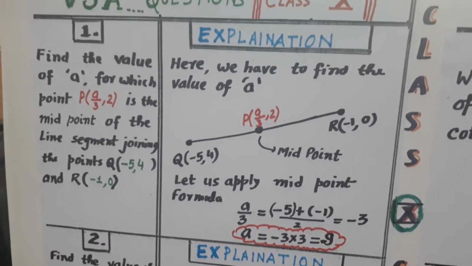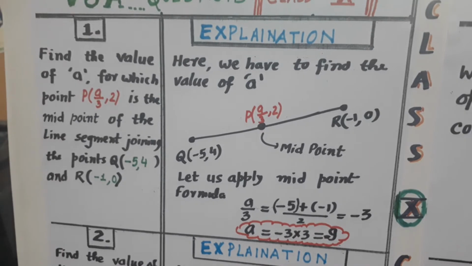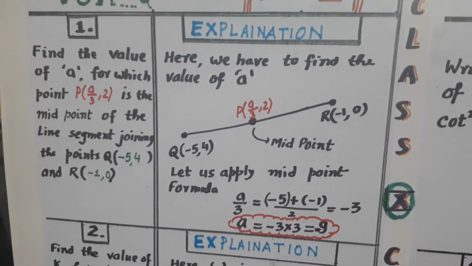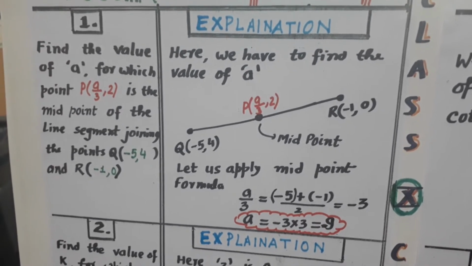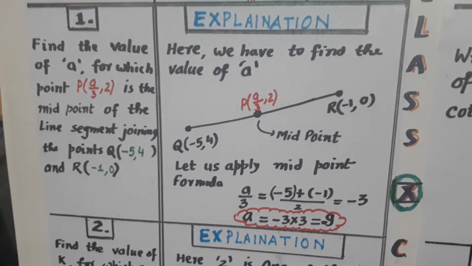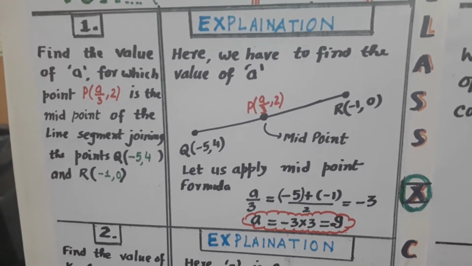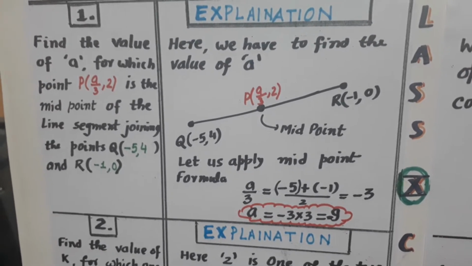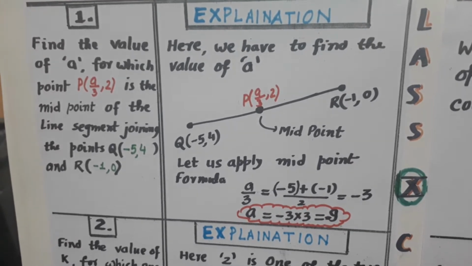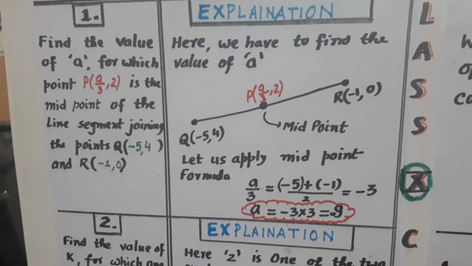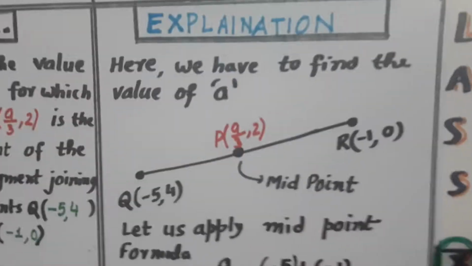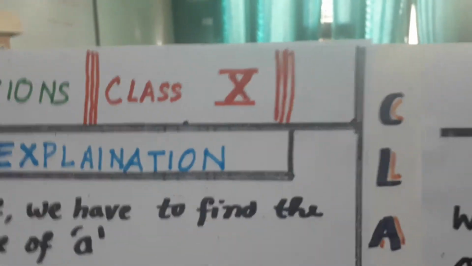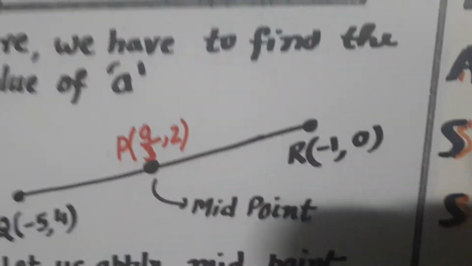Find the value of A, for which point P (A by 3, 2) is the midpoint of the line joining the points Q (-5, 4) and R (-1, 0). So we have to find the value of A. Midpoint is given and the 2 points are also given. So I have given the explanation here. Now look here.